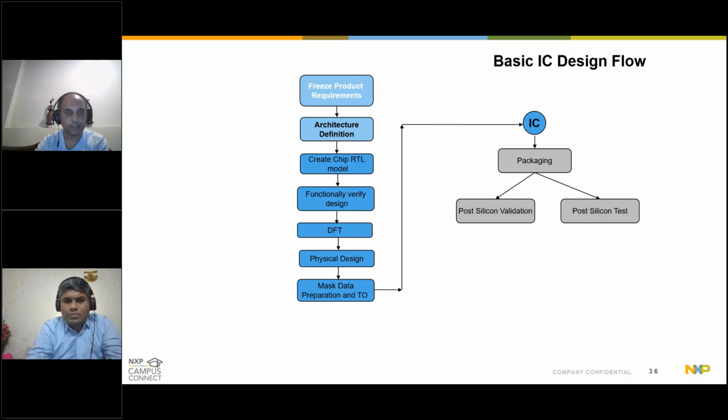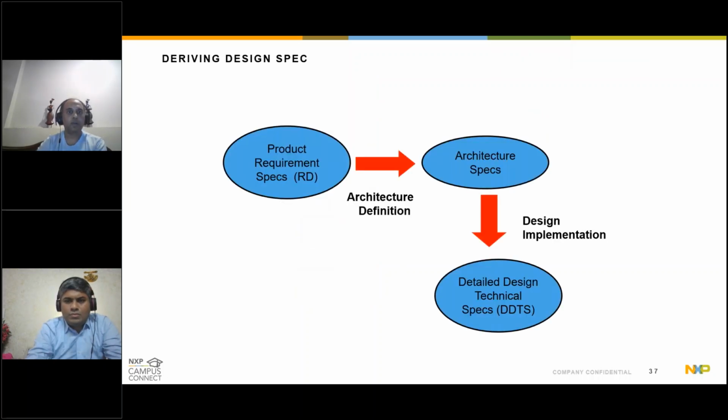Okay, so once we have the requirement specification, the next step in the design flow is architecture definition. So what is the architecture definition? Once you have the product requirement specification, there will be architects in companies like us, and they will translate this product requirement specification into an architectural specification. What I really mean is, let's say there are different kinds of cores which are available to be used in any SoC design, right?